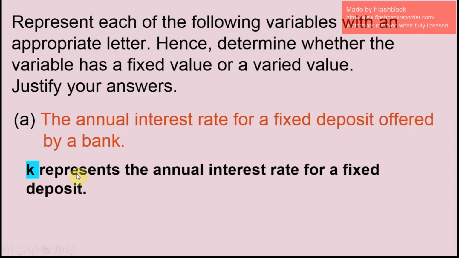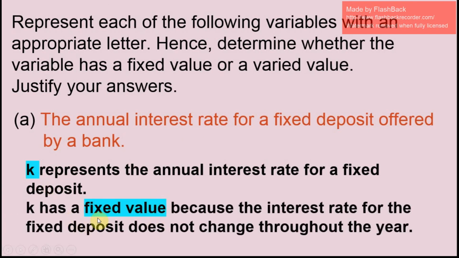If I use K to represent the annual interest rate for a fixed deposit, is this K a fixed value or a variable value? K has a fixed value because the interest rate for the fixed deposit does not change throughout the year. That means the whole year this interest rate will not change. That's why we call it a fixed value.